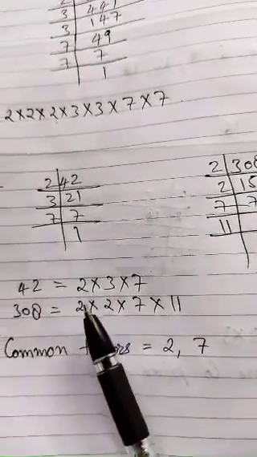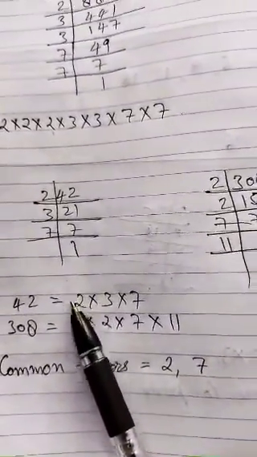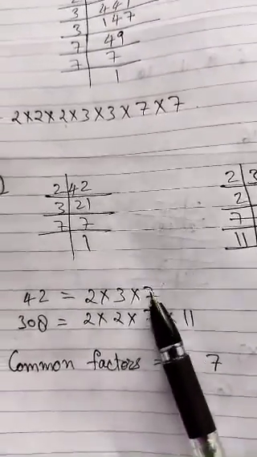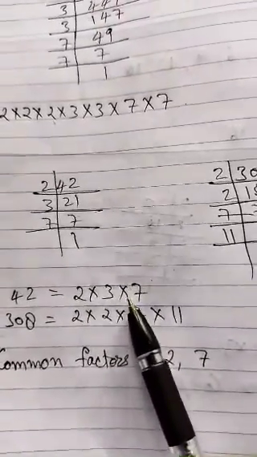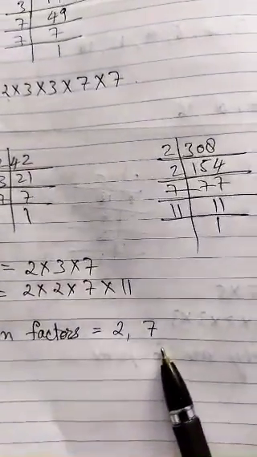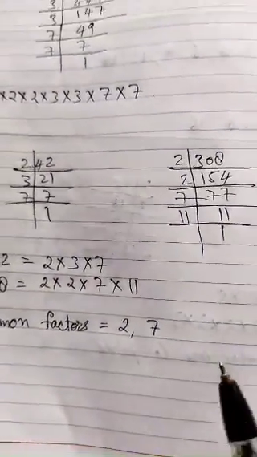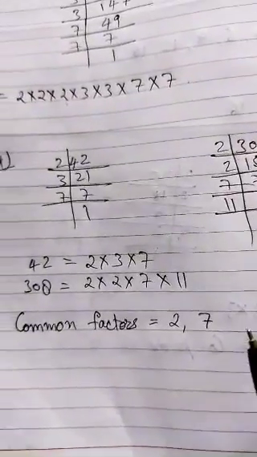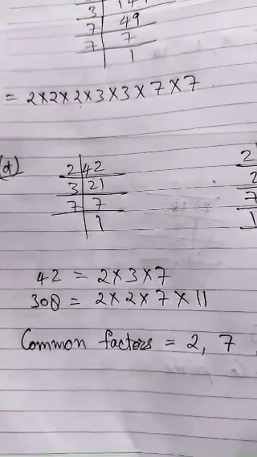Now you will see which numbers are coming common. Then you find 2 is coming and 7 is coming. So your common factors will be 2 and 7. This will be your answer. So this is how you have to solve the rest of the 7th question.